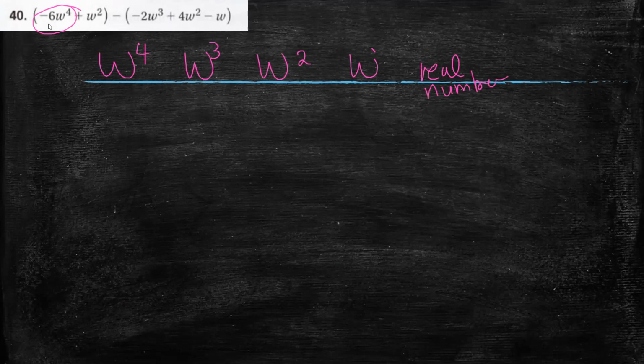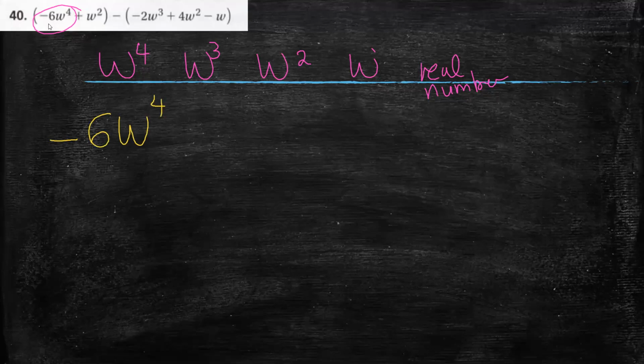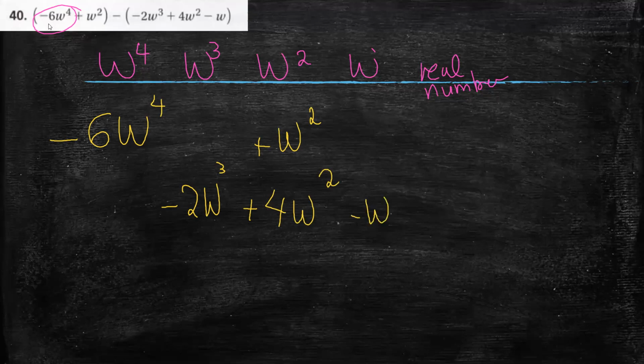Then negative 6w raised to the power 4. And w squared, I will write it under w squared. Then here, we have negative 2w cubed plus 4w squared, and here we have negative w, and we don't have any constant number. Then let's make them like this.